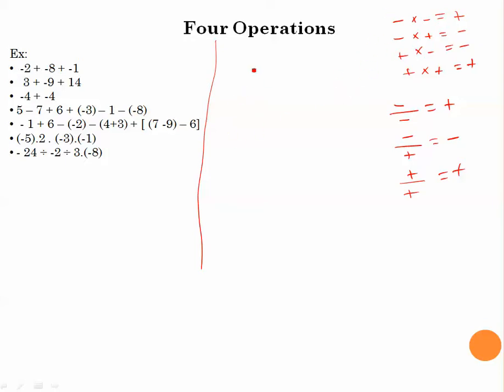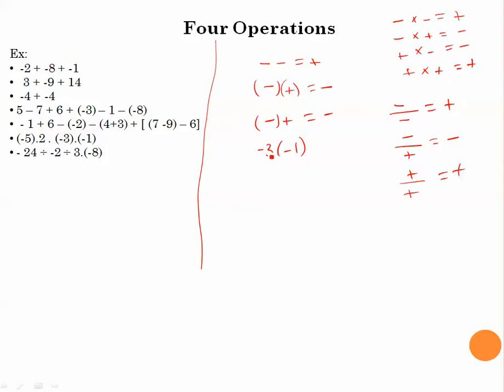Now, whenever you see two signs next to each other, just multiply them and put the new sign. Whenever you see brackets like this, that means multiplication as well. Put the new sign. Any kind, like minus 3 times minus 1.